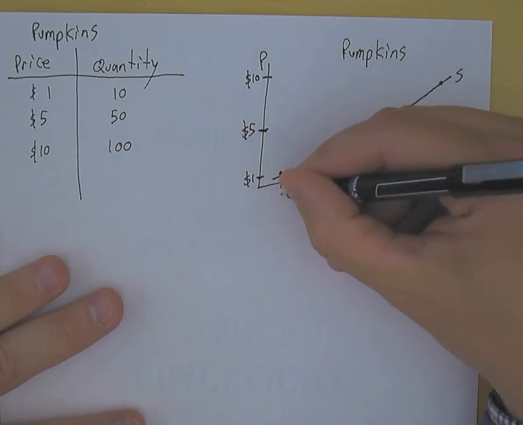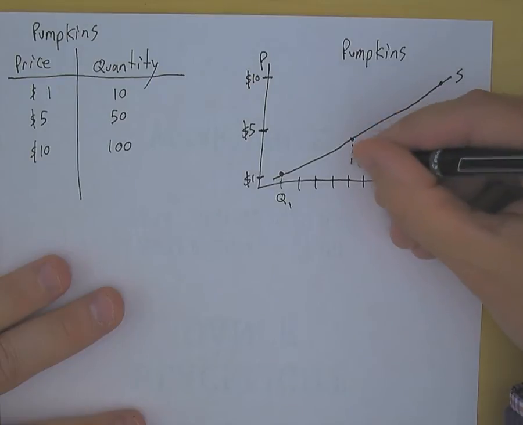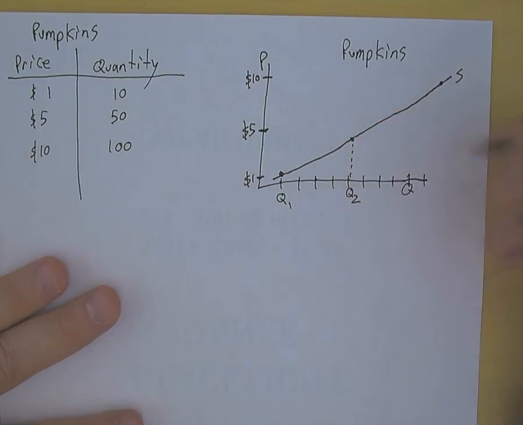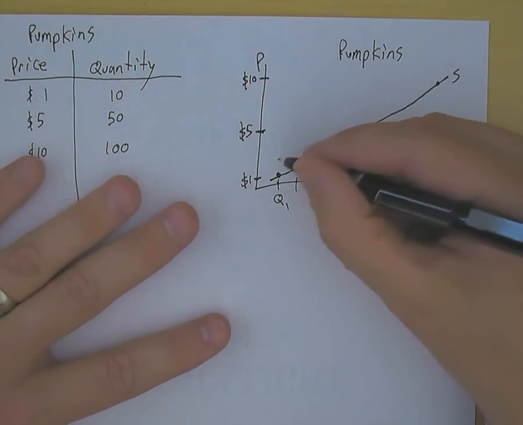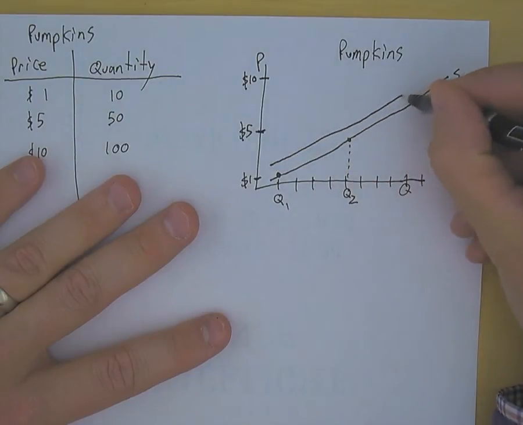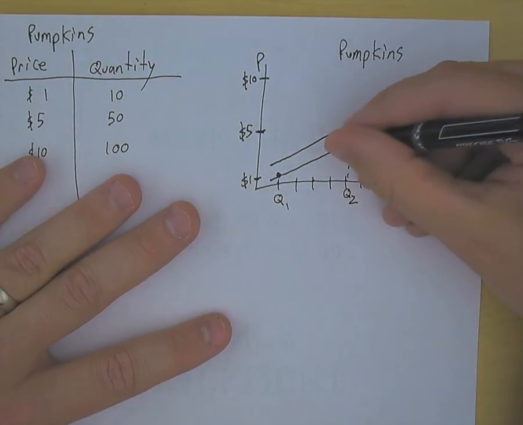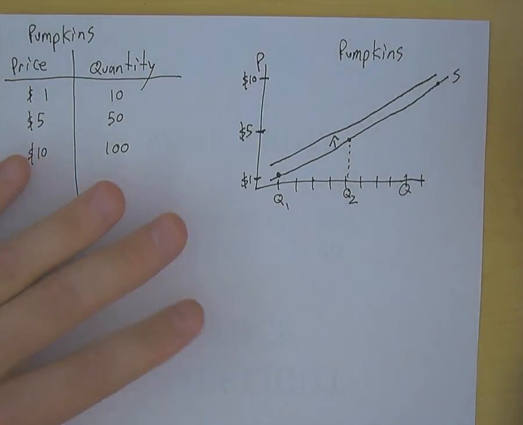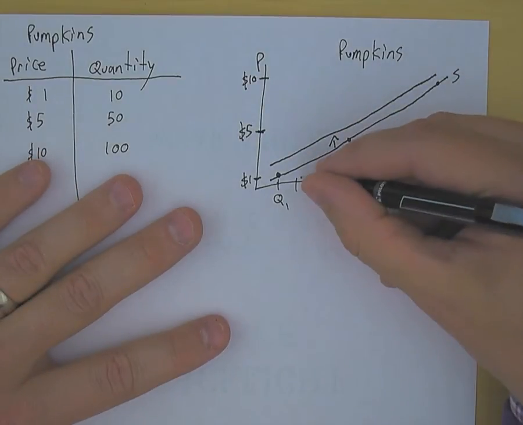The quantity I produced is now a lot higher. But the question still remains, how do I sell more pumpkins overall? What would cause that supply curve to shift to the left or to the right?